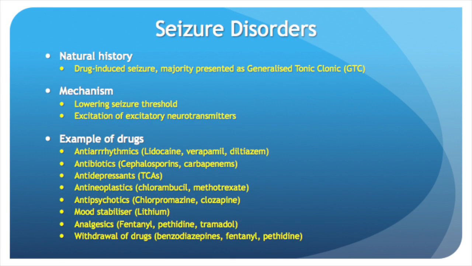Seizure disorders are among the common DINC categories. The majority of patients present with generalized tonic-clonic seizure. The mechanisms include lowering the seizure threshold and increased excitation of excitatory neurotransmitters. Examples of drugs that can trigger seizure include antiarrhythmics, antibiotics, antidepressants, antineoplastics, antipsychotics, mood stabilizers, analgesics, and withdrawal of selected drugs.